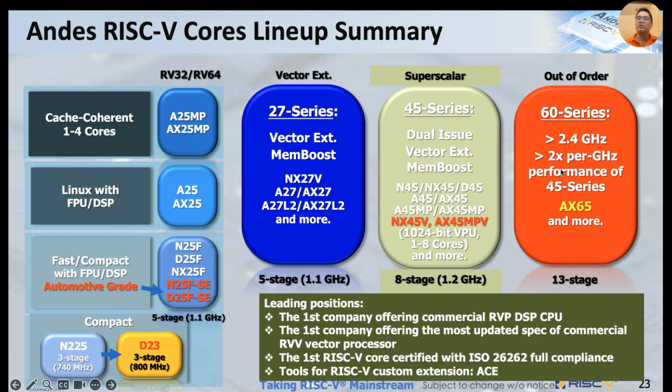And the 60 series is our highest end performance processor, a 13-stage out-of-order pipeline design that can run over 2.4 GHz in 7nm design to support Android and application processors. So overall, very complete and comprehensive offering from NDS.